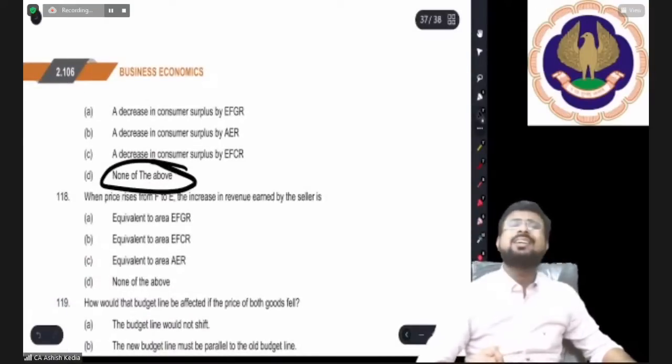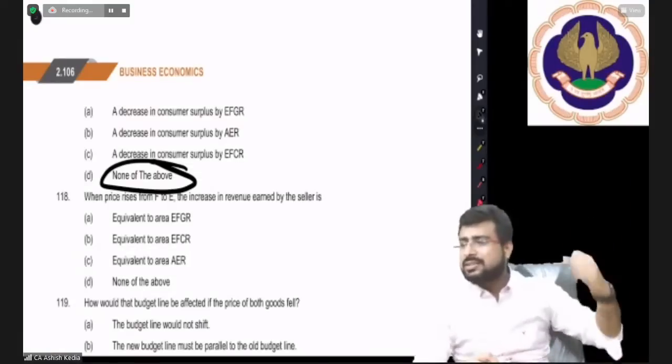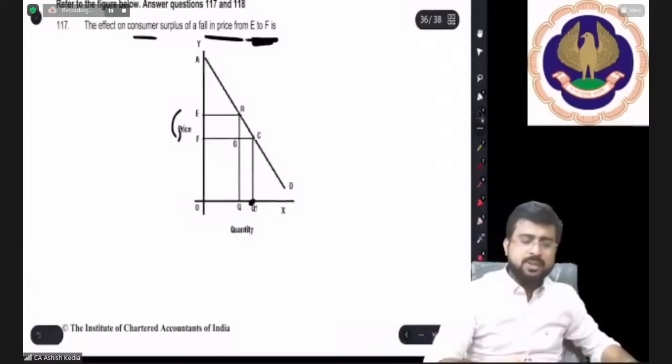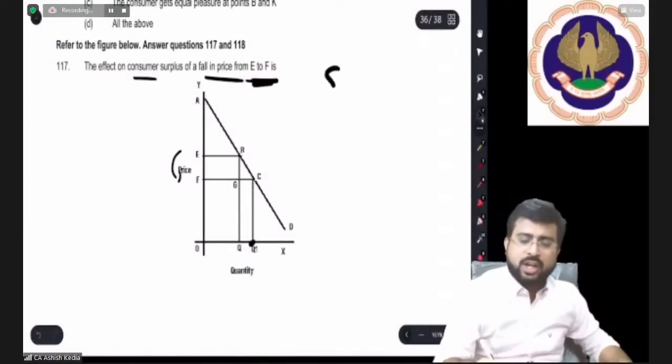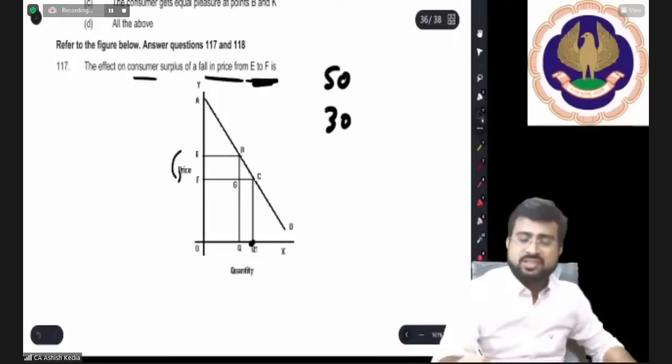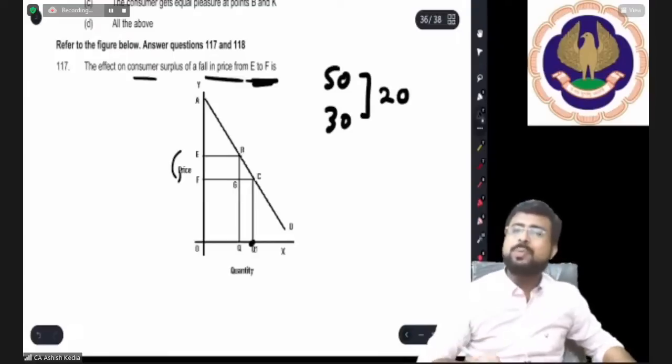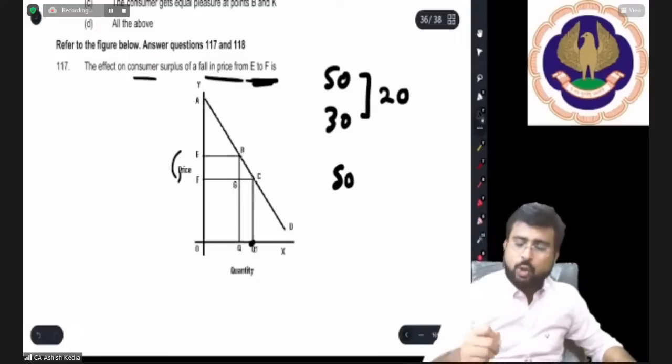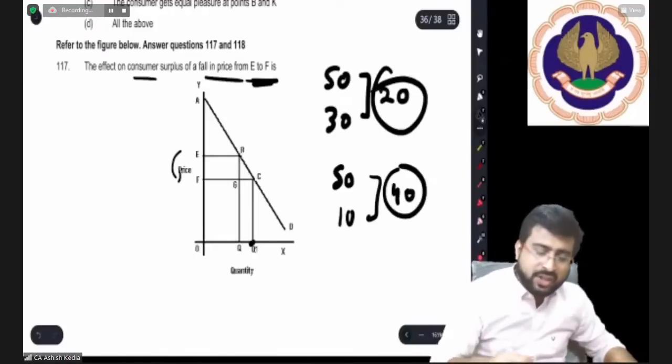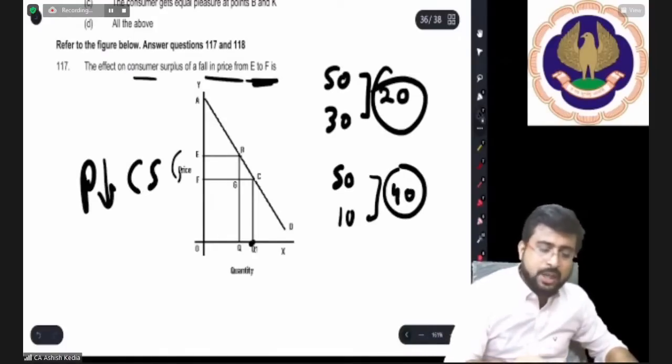It's wrong, right? Consumer surplus will rise. Suppose you are ready to pay 50 rupees, and you are having to pay 30 rupees. What is the consumer surplus? 20 rupees. Suppose now you were ready to pay 50 rupees and the price has reduced to 10 rupees. Your consumer surplus is now 40. So because of reduction in price, consumer surplus will rise.